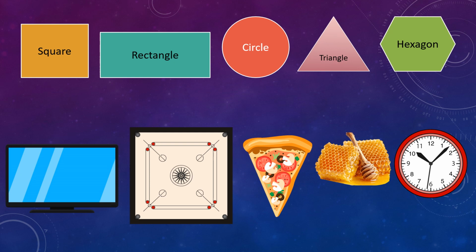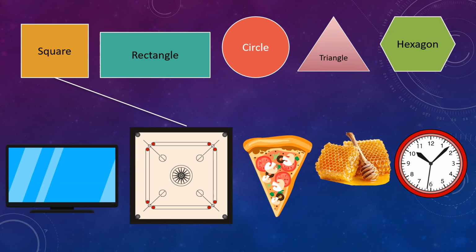So now first square. Square does not match to clock because clock is not having a line segment. And this honeycomb is made up of 6 sides, but square is made up of only 4 sides, so they don't match. And this slice of pizza is made up of 3 sides, so it doesn't match to square. And this television, though it has 4 sides, all sides are not equal in this television, but square will have all sides equal, so carom board is matching to square with 4 line segments and all sides are equal. Let us match them. Yes.